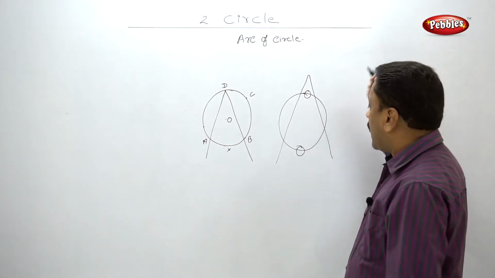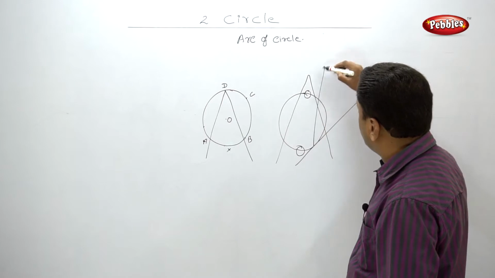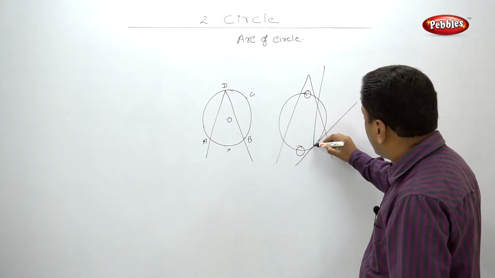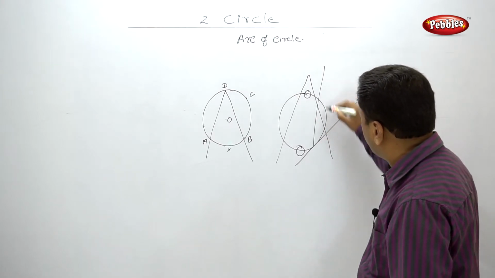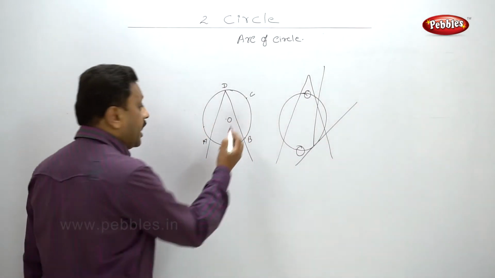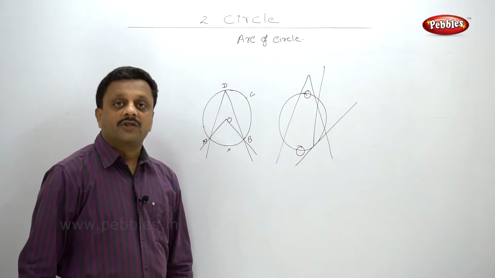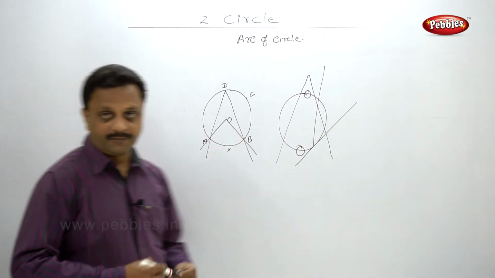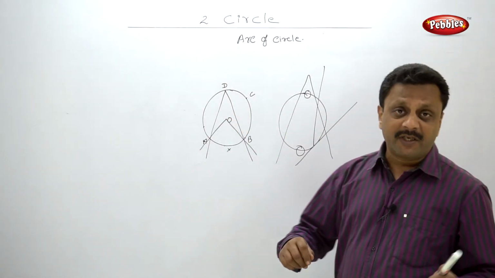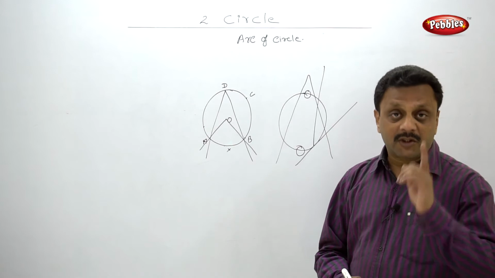So suppose I have this tangent, and then this angle here. So in fact this is also an inscribed angle and this is also an intercepted arc, even if it is a tangent. Suppose my angle is here, starting at the center O. Still this is an intercepted arc. Correct? So it is not necessary that the starting point of an angle must be on the circle itself. It can be anywhere outside.